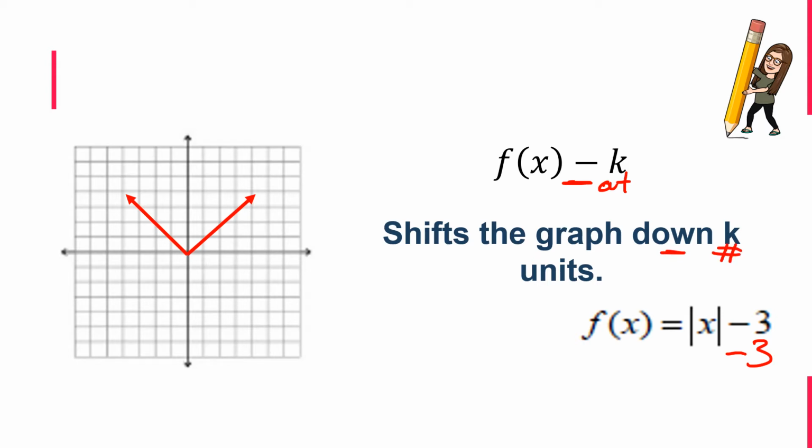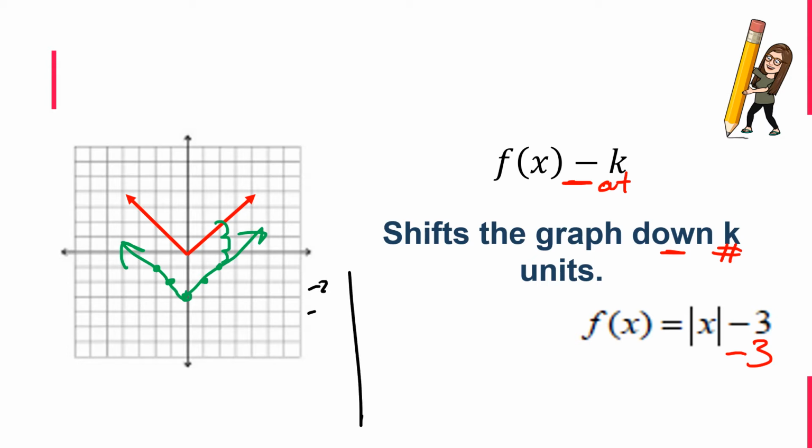So this particular graph here, if I take every point and I move it down 3, 1, 2, 3, I'm going down 1, 2, 3. Then I could see that graph shifted. Let's prove it using the parent table.